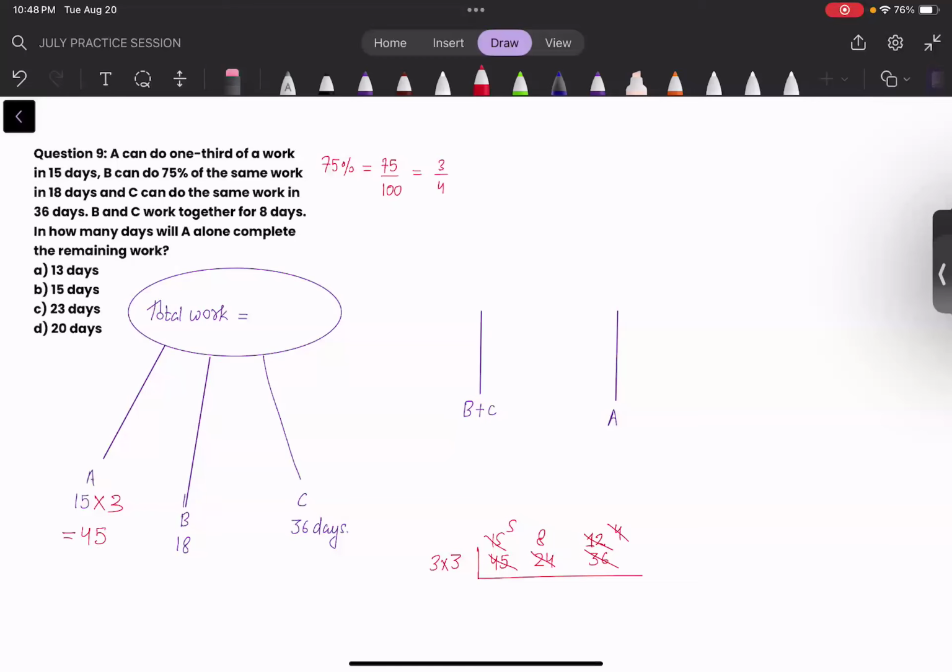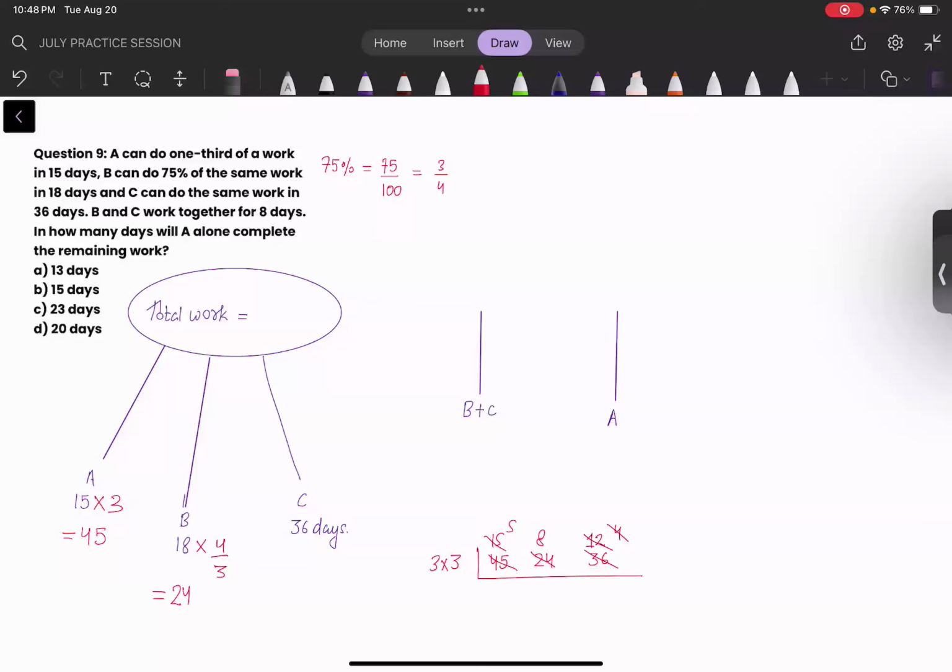All right. Now see the next information. B can do 75% of the same work in 18 days. Is 18 the right value? No, it is not for total work. It is for 75%, which means 3/4 work. So how to make it correct? Multiply by the opposite, 4 by 3. So this will give you 24.